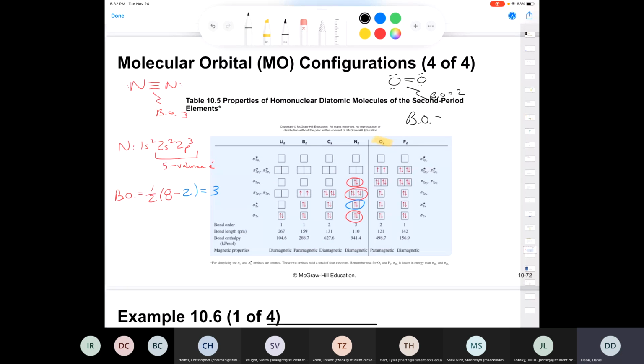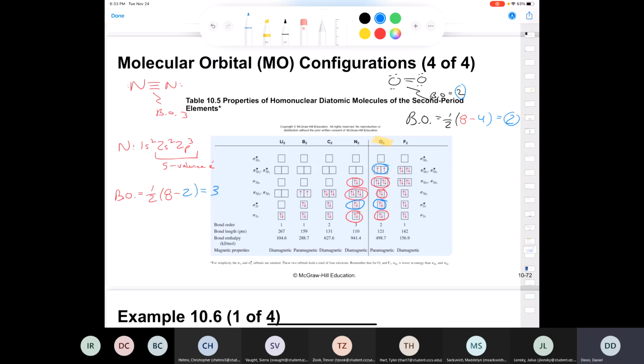If I calculate the bond order, it's 1/2 times all the electrons that are in bonding orbitals: 1, 2, 3, 4, 5, 6, 7, 8. Subtract all the electrons in antibonding orbitals: 1, 2, 3, 4. 8 minus 4 is 4, times a half is equal to 2. Therefore, it explains that the bond order is 2.